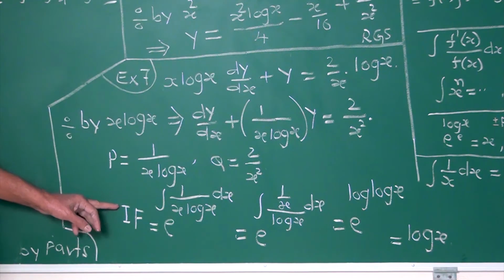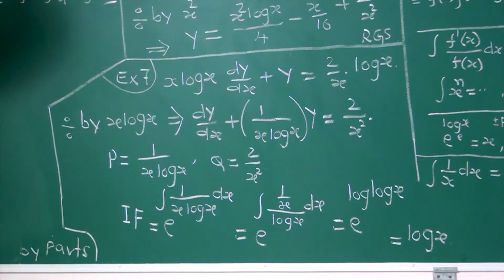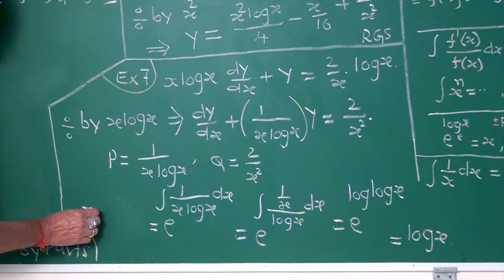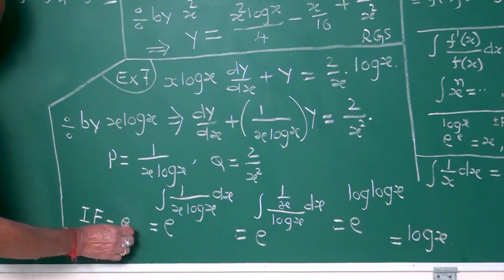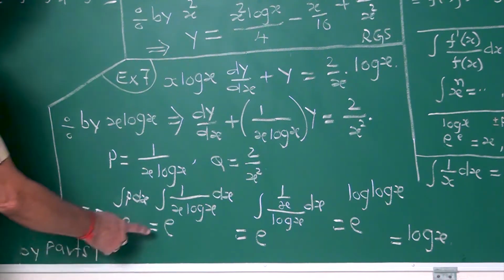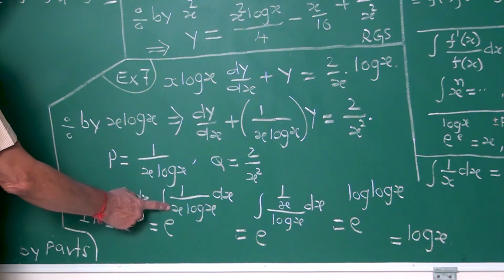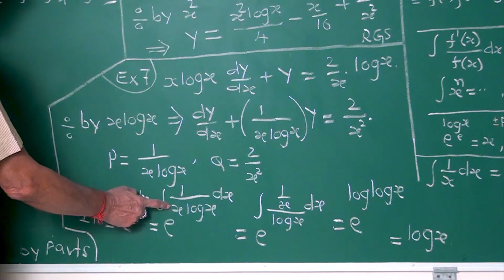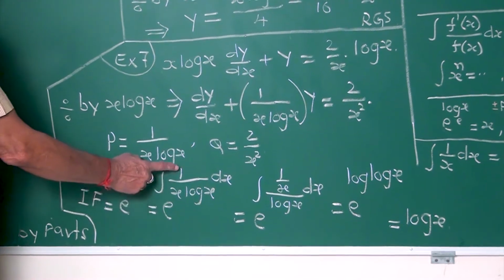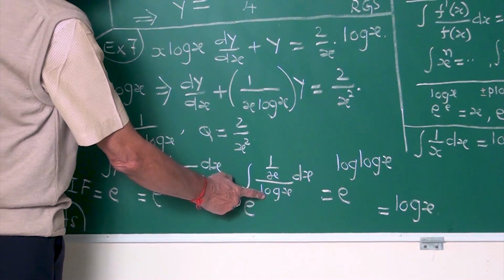Then the integrating factor is e to the power integral p dx. What is p? e to the power integral 1 upon x log x dx. We have done this form many times. This can be written as 1 by x upon log x, as 1 by x is the derivative of log x.